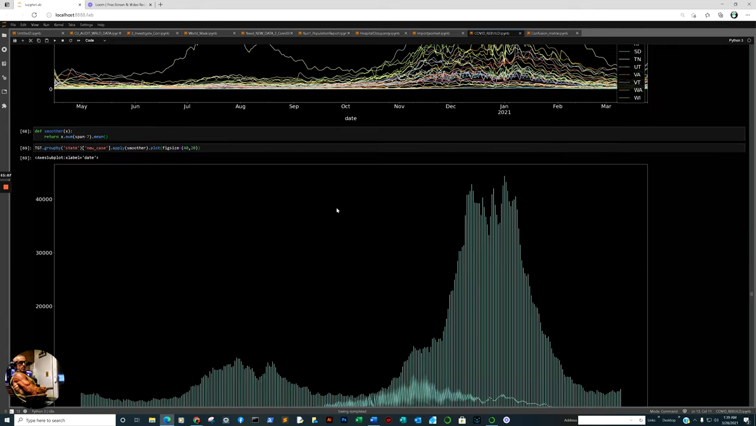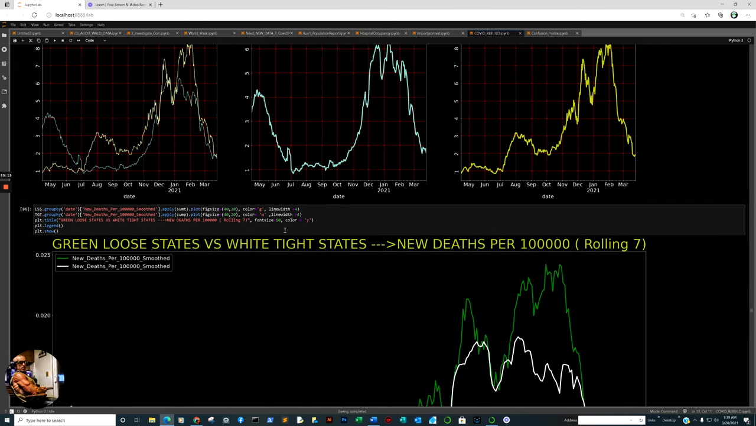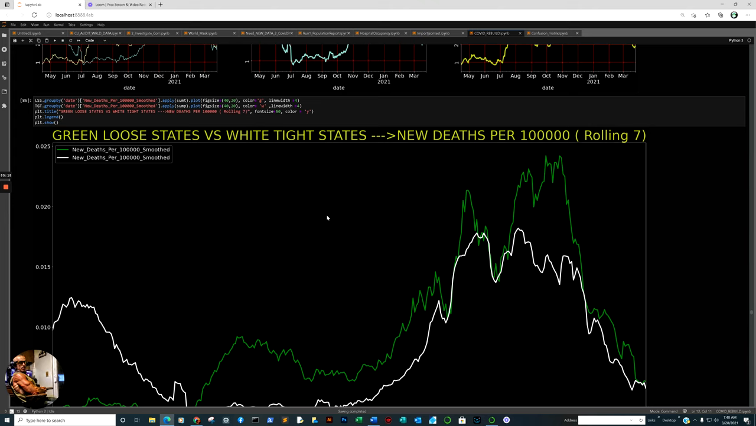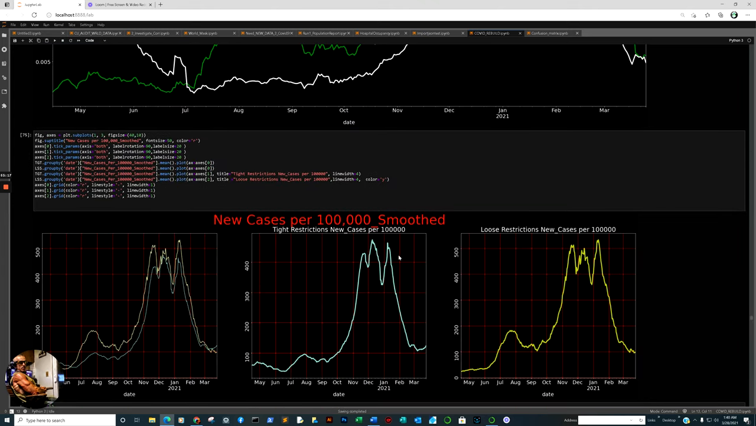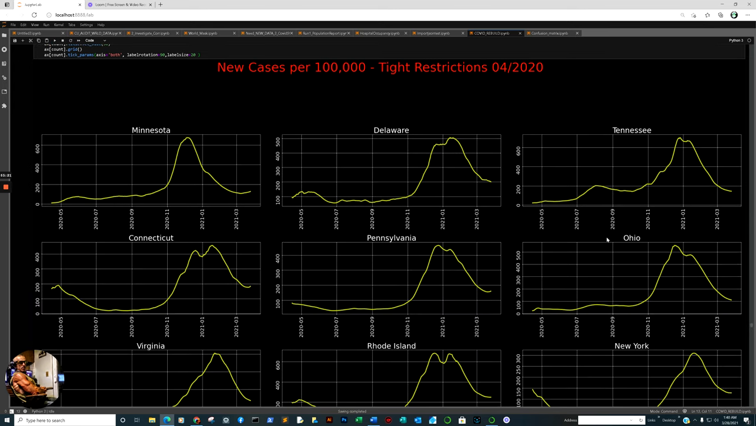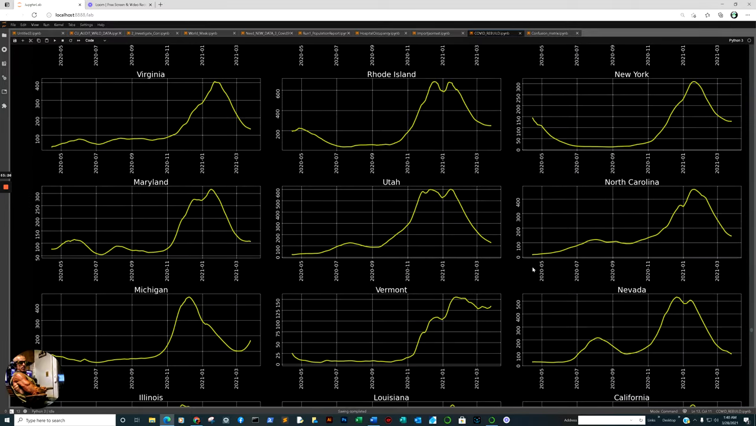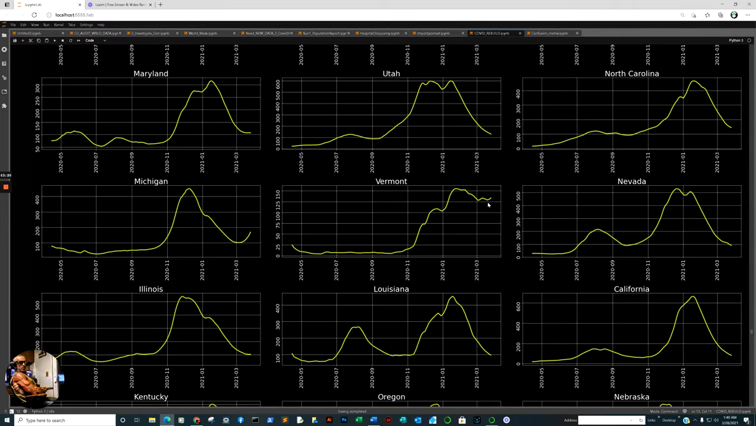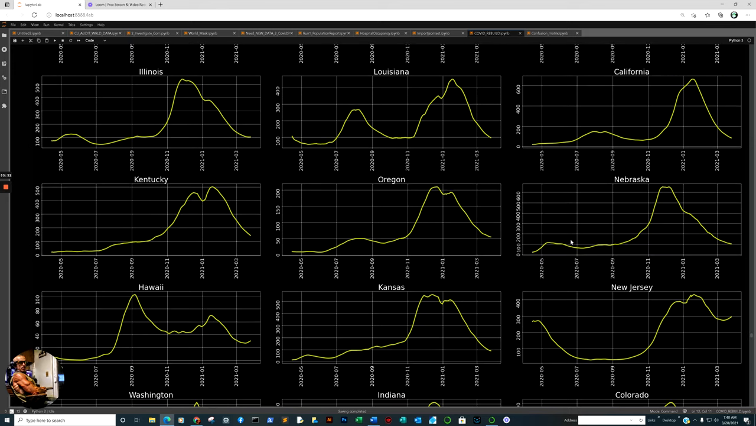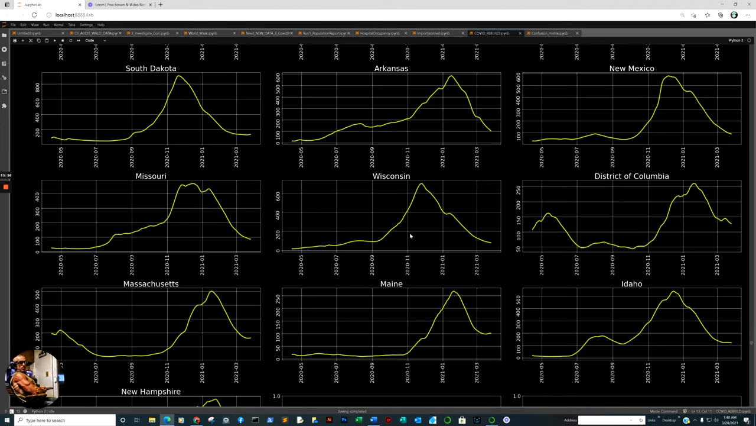New cases smooth. Here we are, deaths per million, deaths per 100,000, rolling seven. Right there, we looked at that already. New cases per 100,000, tight restriction states. A little bit of a rise, ironically. It's not dropping as fast in the tight. Look at Vermont. It's like not even dropping. And you're having a little bit of a rise in the tight restriction states, which, again, is just correlation, not saying causative.